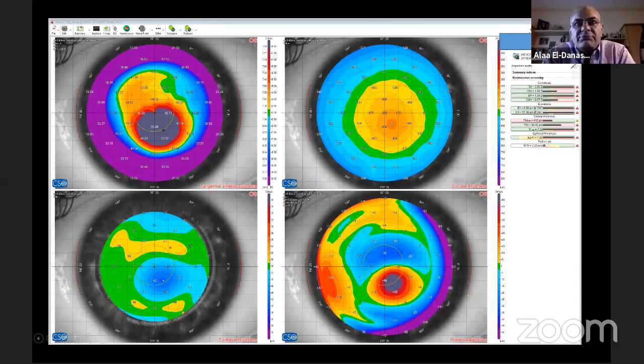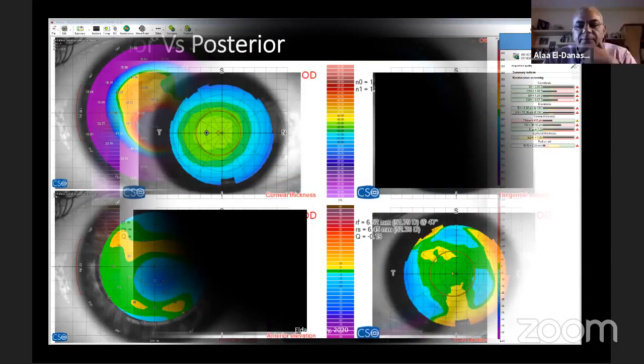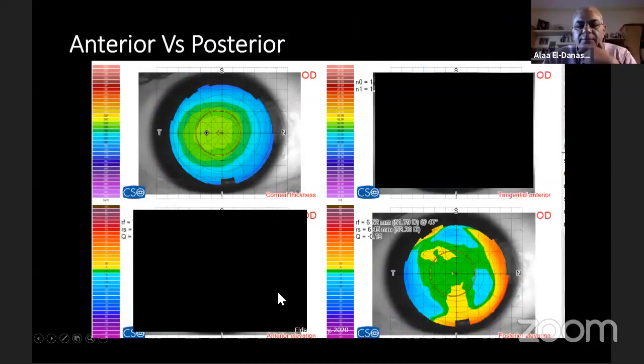especially over the last 10 years when the Scheimpflug look became kind of the gold standard for a while. Everyone was looking at the posterior elevation as the solution for corneal refractive surgery. And in many instances, some surgeons that I know look only at the posterior elevation. Now, is this correct? Of course, no. You should not look at the posterior elevation only.